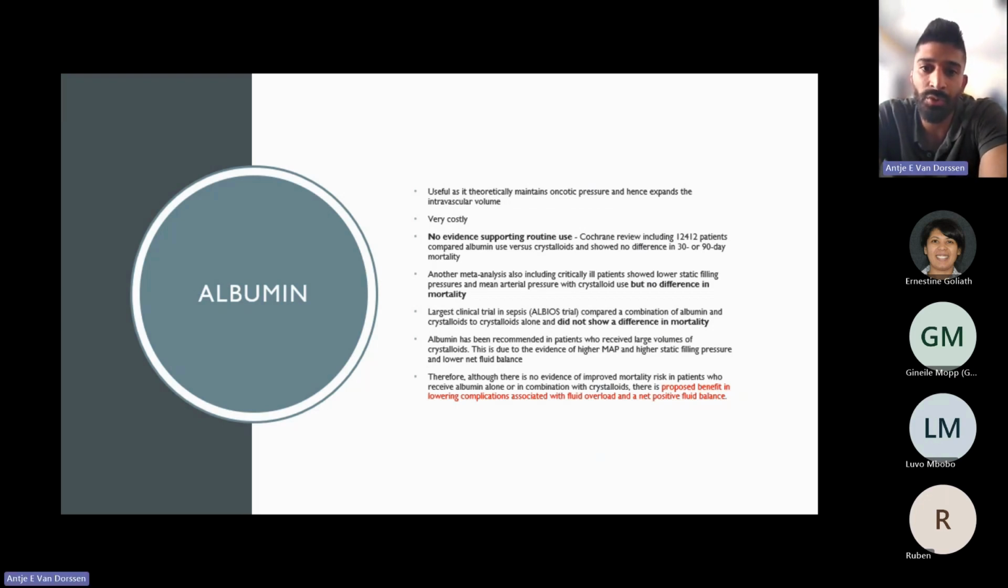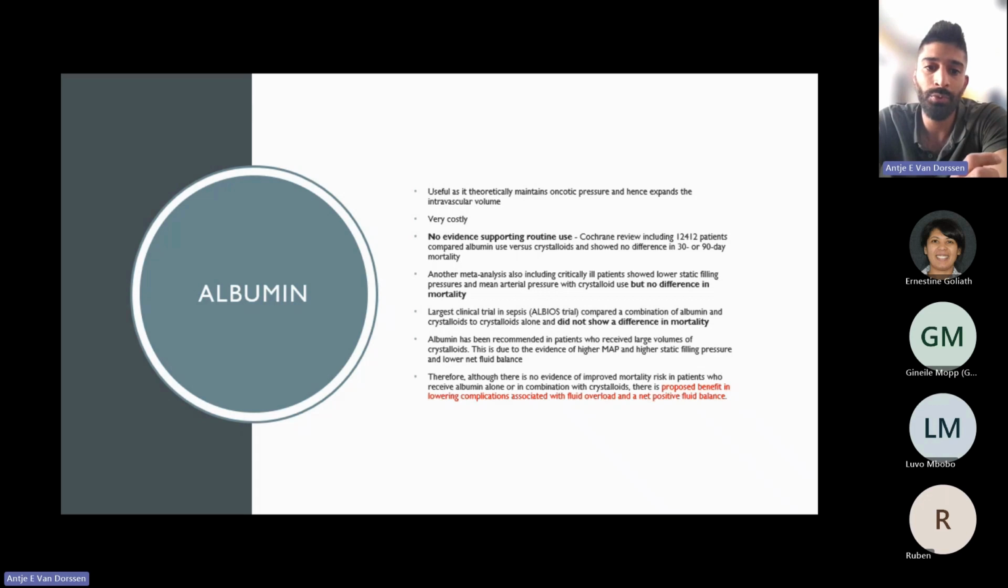Another meta-analysis also included critically ill patients, actually showed lower static filling pressures and mean arterial pressures with crystalloids, but there was no difference in overall mortality. And then the ALBIOS trial, which is actually the largest clinical trial done in sepsis, compared a combination of albumin and crystalloids versus crystalloids alone, again, no difference in mortality was shown. However, albumin was or is still recommended in patients who've received large volumes of crystalloids.